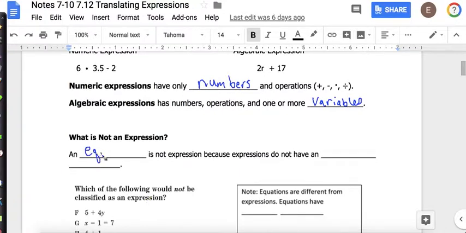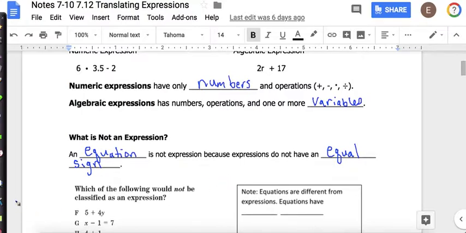So what is not an expression? An equation is not an expression because expressions do not have an equal sign. So if you see an equal sign, you know that it's not an expression.